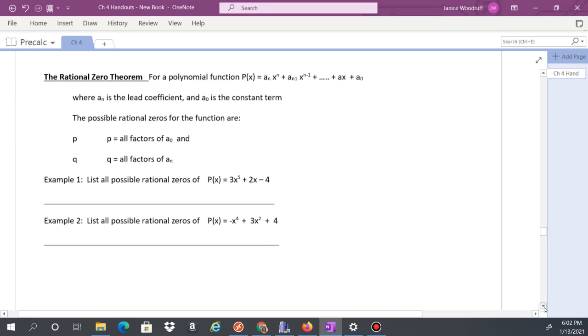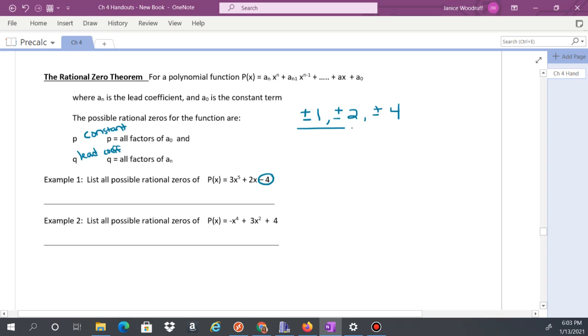Possible zeros, rational zeros theorem. That's all the factors of p, which are your constant. Okay, so p is your constant. Q, that's your leading coefficient. So, for example, this one, my constant is 4 or -4. So all of the factors, and you can just do the positive and negative factors. So you would have plus or minus 1, 2, and 4. Everything that multiplies to 4.